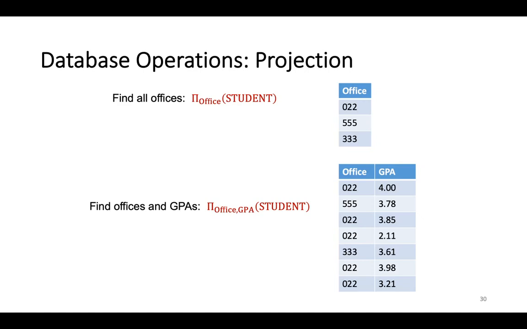The first one is projection. If you want to extract single column information, we can use pi office. We can get office information from the table. We can also use multiple columns like office and GPA. So we will get this information without other information. This is the combination of office and GPA.